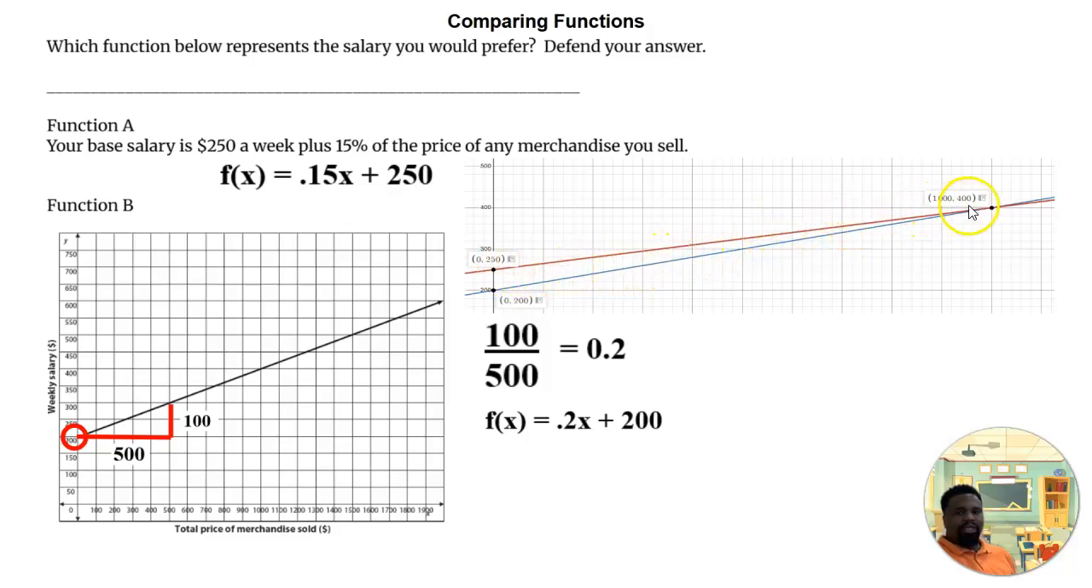And then, after you make about $1,000 in merchandise, it's going to be the same. At that point, with function B, you're going to start making more money than function A. So in the short term, initially, with function A you'll make more money, but in the long run, function B is going to be what you want to choose.